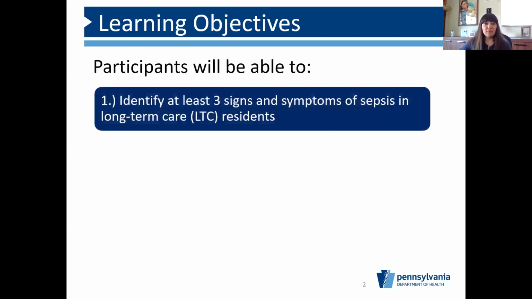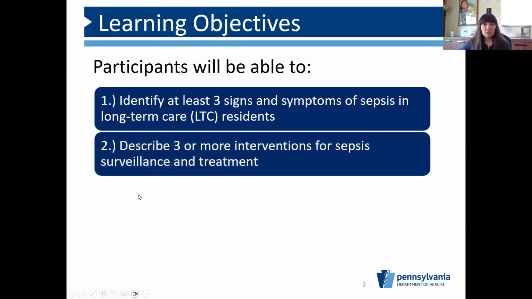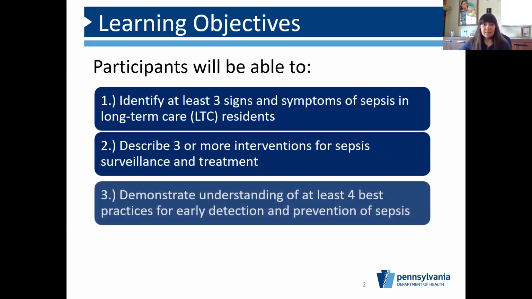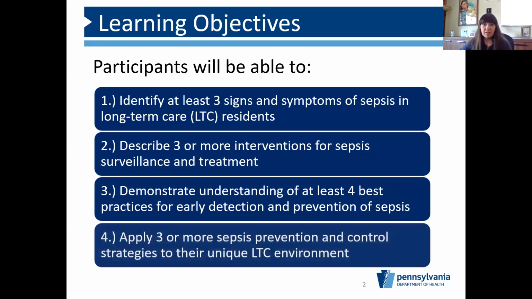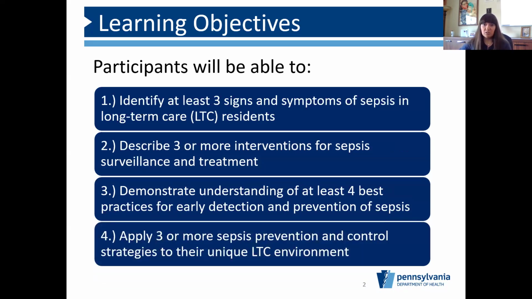We are going to cover very much the same objectives that we covered in last week's part 1 session. To recap those, we are aiming to identify at least 3 signs and symptoms of sepsis in long-term care residents. We want to describe 3 or more interventions for sepsis surveillance and treatment, demonstrate understanding of at least 4 best practices for early detection and prevention of sepsis, and finally, apply 3 or more sepsis prevention and control strategies to your unique long-term care environment.